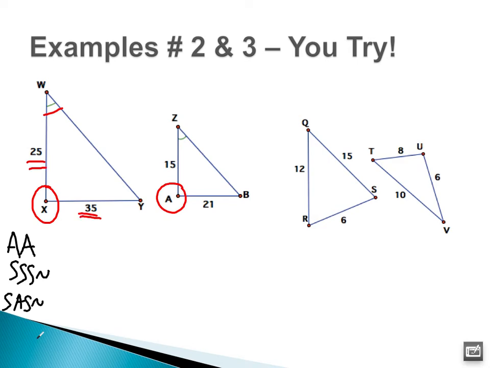Because we can't use SAS, we can't use SSS, we don't have three pairs of sides, and we can't use AA because we don't have two pairs of angles. So we cannot prove that these are similar.